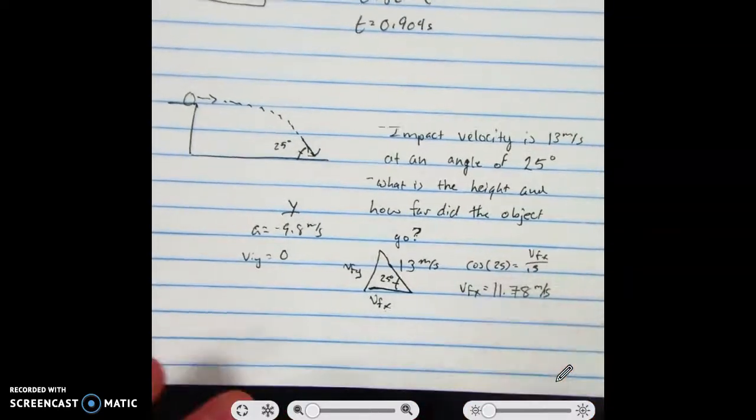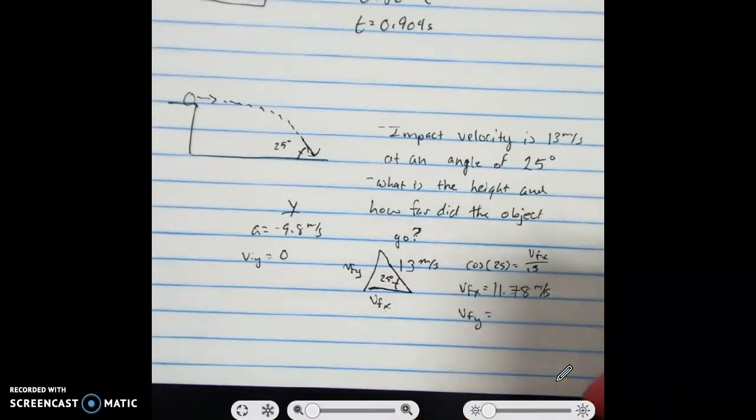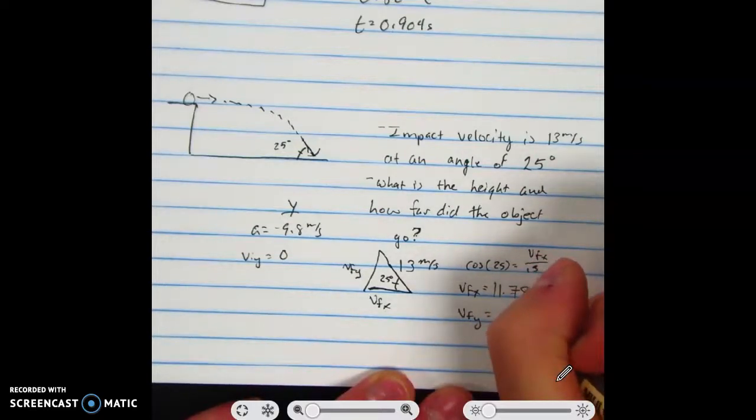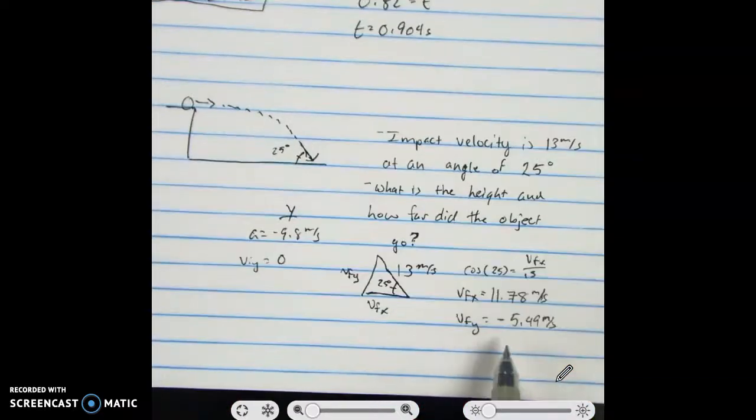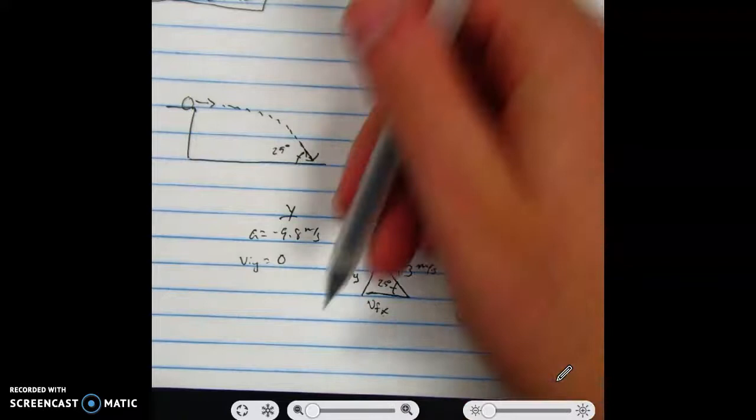Y-axis is going to be our sine. I'm just going to write this one out because it's the same exact thing, but we're using sine. And we get negative 5.49 meters per second. When you solve this out in your calculator, it's going to give you a positive 5.49. It's negative because the object is heading vertically downward.